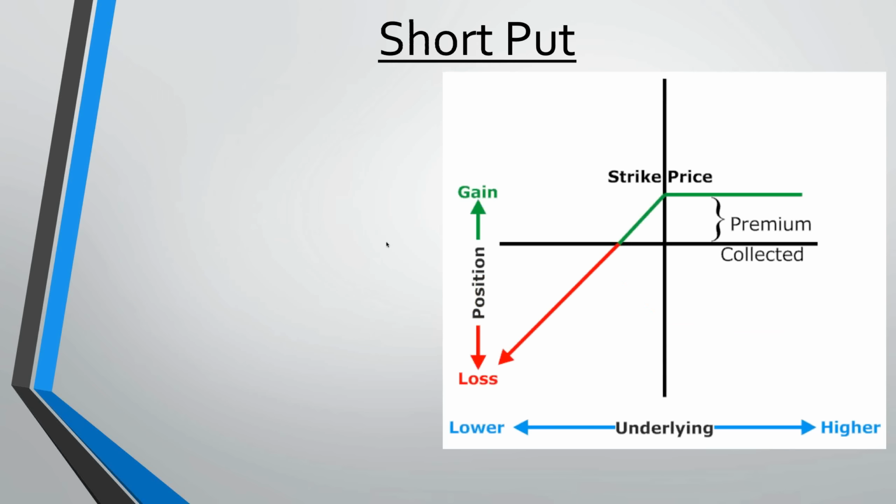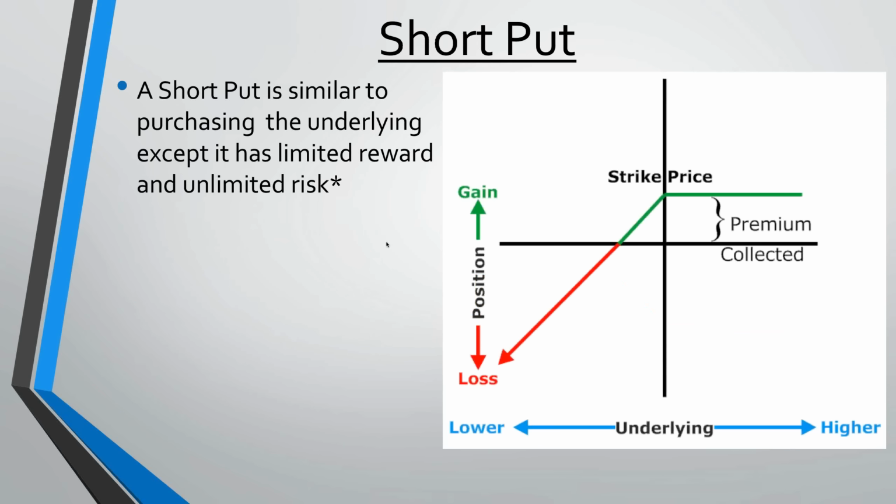Let's take a look at the short put. A short put is similar to purchasing the underlying, except it has limited reward and unlimited risk. So if you're going short the put, somebody's actually going long the put. They're buying that from you, so they're paying you the premium. So you can make that premium. That's the most you can make. So if the underlying keeps going higher and higher and higher, you're in a no-risk situation. You've collected that premium. You're going to keep that premium.